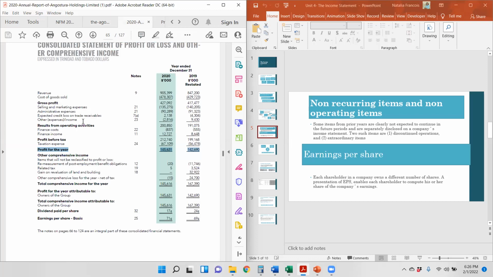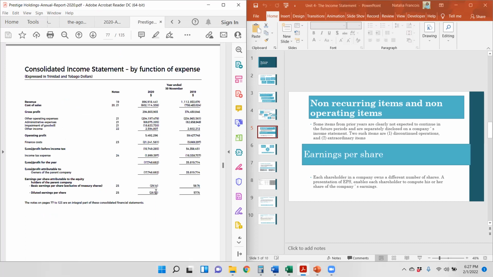This is Angostura. Again, all these other items, like the loss for the year net of tax and gains on revaluation of land and building, we're not concerned about. But here they have dividends per share. In this case, I think they have preferred shares, so each shareholder gets 17 cents for each share they have. And their share value is worth 71 cents in 2020. Let's see Prestige Holdings.